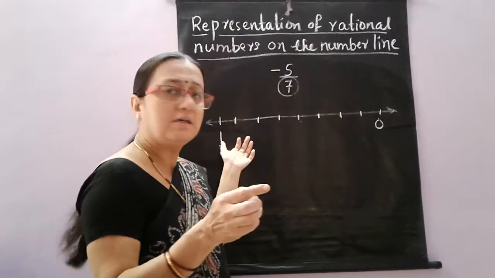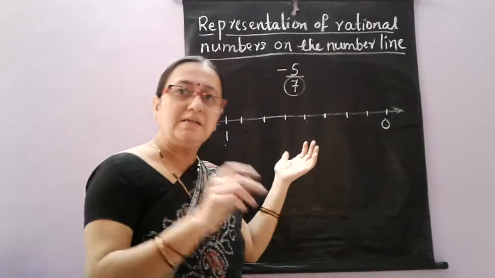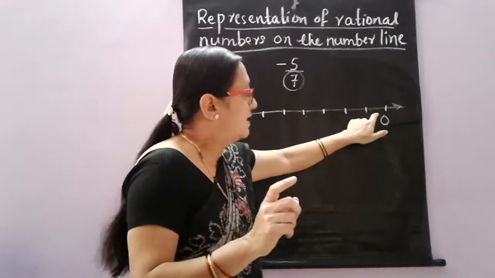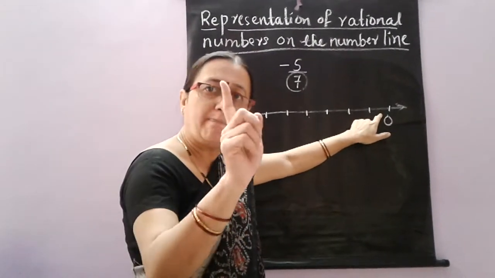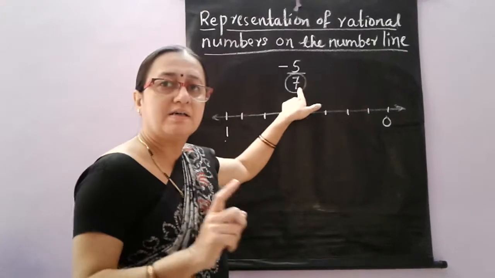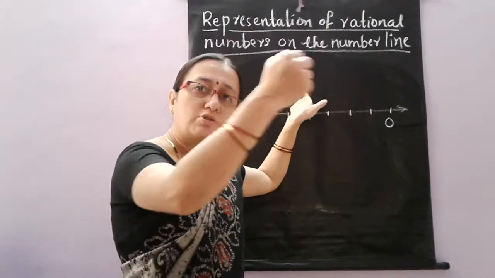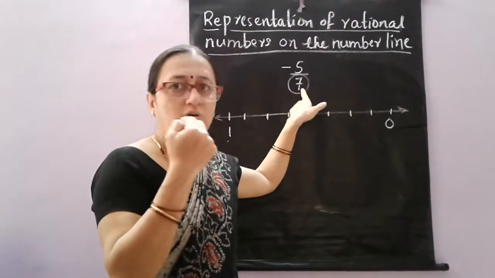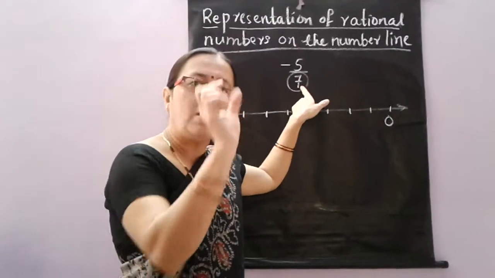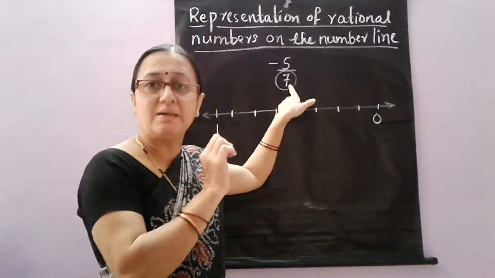Here I am using a board, so a bigger one. But in the scale, you have to use centimeter, each centimeter as one part. So this will be 7 centimeters. See the denominator, that much long line you have to draw, and each part will be 1 centimeter.